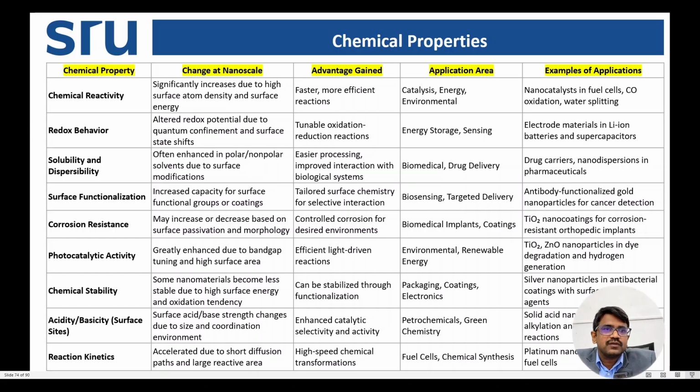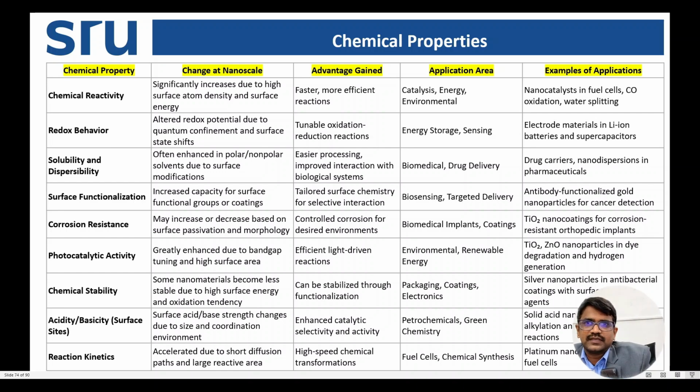So and then what is changing? Photocatalytic activity. So how can this photocatalytic activity be increased? Just by tuning the band gap. It is greatly enhanced due to band gap tuning and high surface area, so efficient light driven reactions. Because of this nature, these materials can absorb more sunlight, right? Can absorb more sunlight because of the tuned band gap.